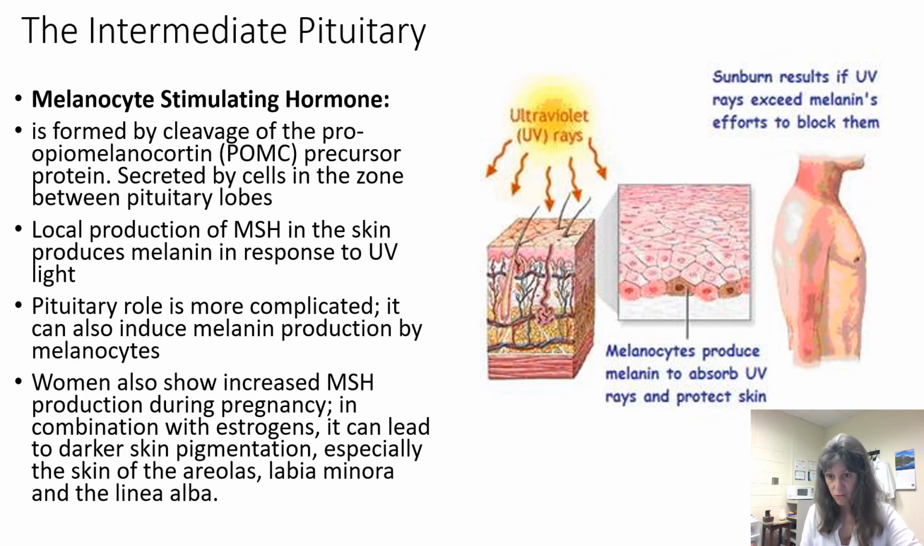Pro-opiomelanocortin also plays a role in immune function. It helps to direct the production of white blood cells for immune function. And if a person has to take corticosteroids, they actually inhibit the production of pro-opiomelanocortin, and that's why people who are on corticosteroids are more susceptible to infection.